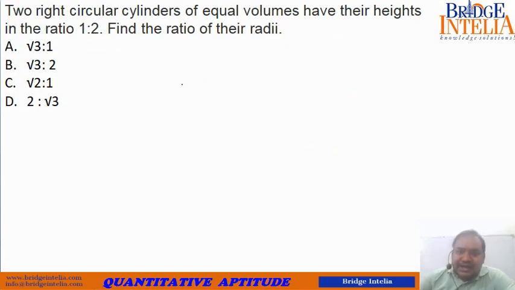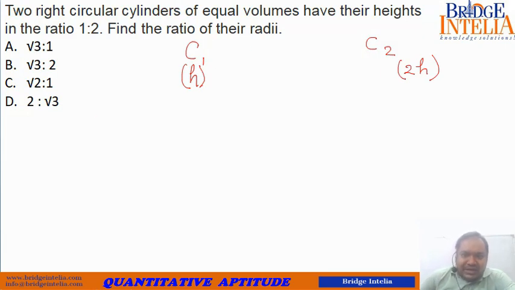Two right circular cylinders of equal volume have their heights in the ratio 1:2. Find the ratio of their radii. So two cylinders. Let me name them cylinder 1 and cylinder 2. They have their heights in the ratio 1:2. So let me name its height h and its height 2h. So height is already clear. Its height is h, its height is 2h. So we have to find the ratio of their radii.